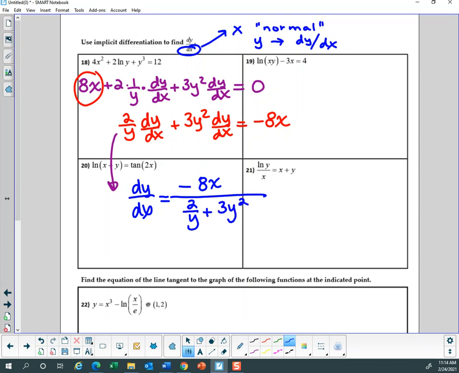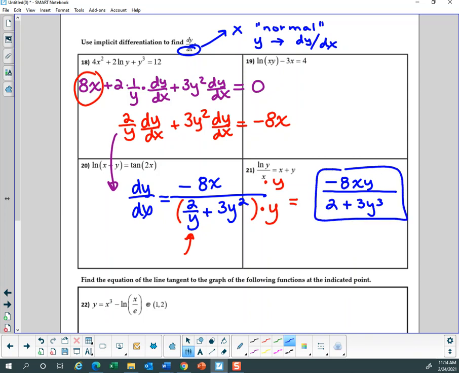Now, that's not the prettiest expression, but if I multiply everything by a y, that will eliminate the fact that I've got a fraction inside of a fraction, and that will give me negative 8xy over 2 plus 3y cubed. That's a very pretty implicit derivative.